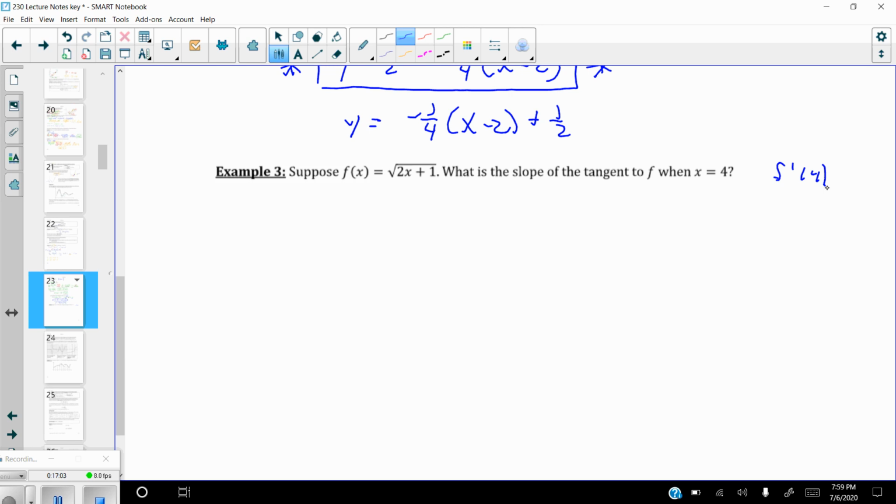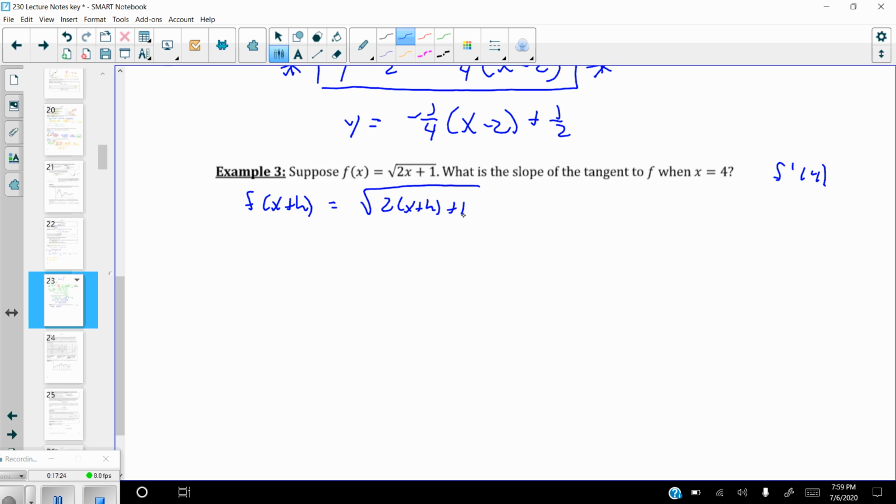So in order to find f prime of x, we do the difference quotient. So what we need is f of x plus h. And again, that's plugging x plus h into every x. So this is going to be a little bit more tricky. It's going to be the square root of 2 times x plus h, plus 1.